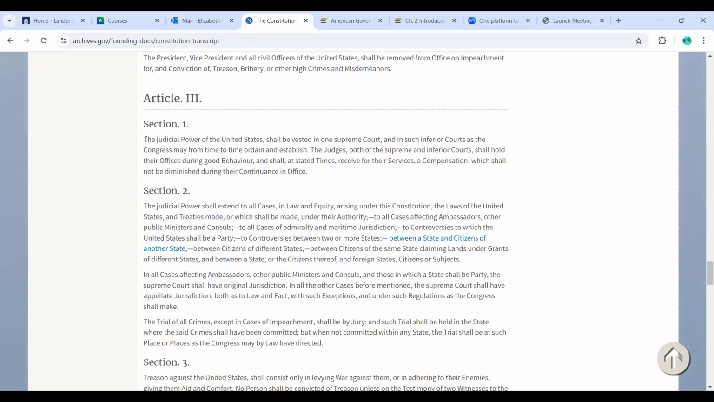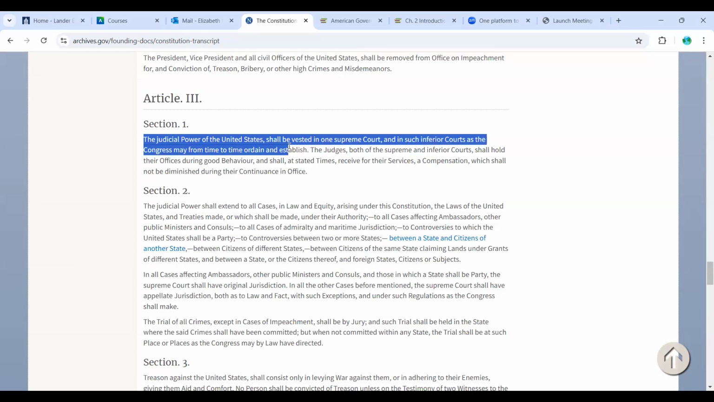Article 3 pertains to the judicial branch. It establishes a judicial branch of the United States, which shall be vested in one Supreme Court and in such inferior courts as Congress may, from time to time, ordain and establish. So that would be one court that is actually set up by the Constitution immediately, the one we're familiar with, the U.S. Supreme Court. But then it gives Congress the power to establish inferior courts, and Congress did establish them.